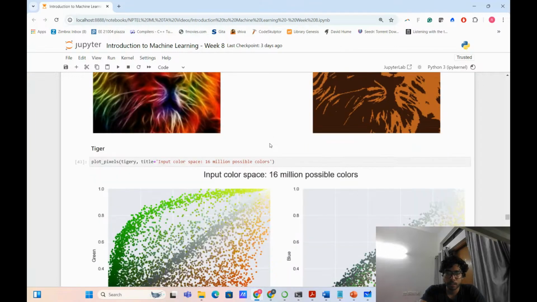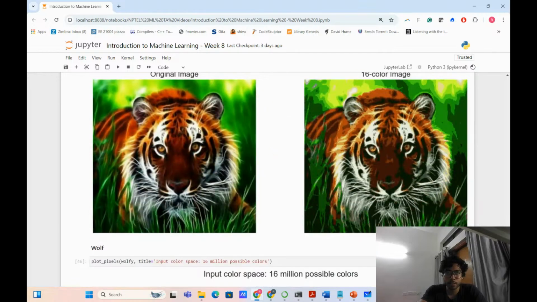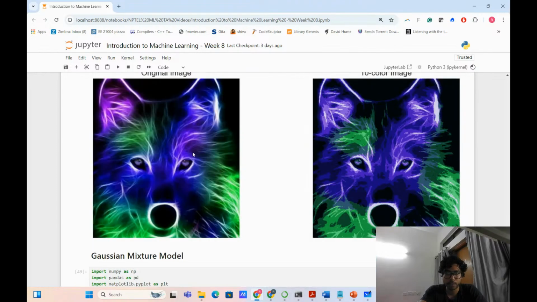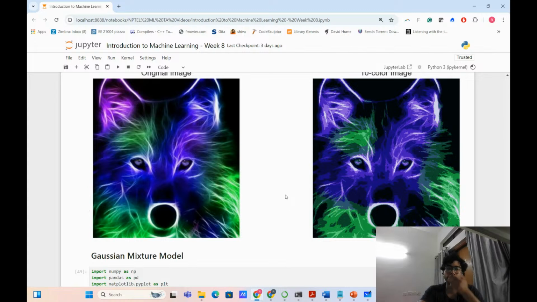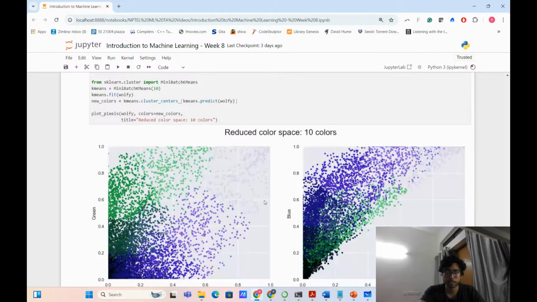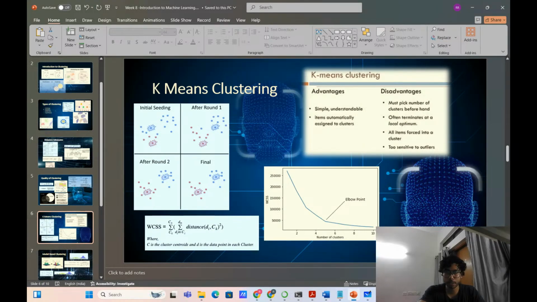And again, these are different types of images. This is the original image, and this is a 16 color image. So these are 16 different colors, and a 10 color image of this fox, right? And so on. So you can play with it. These look like some filters of colors, and they are very interesting to see. Okay, so let me go back to my slide again.